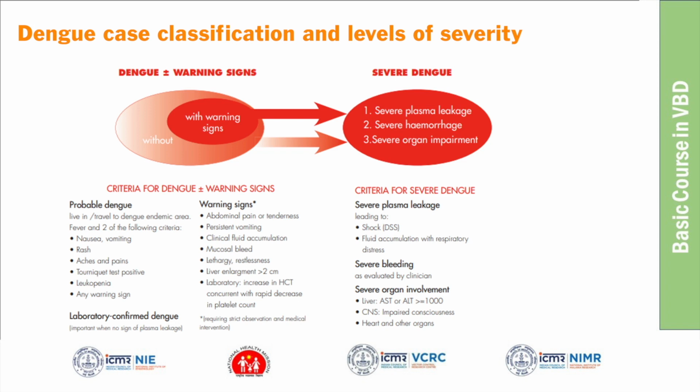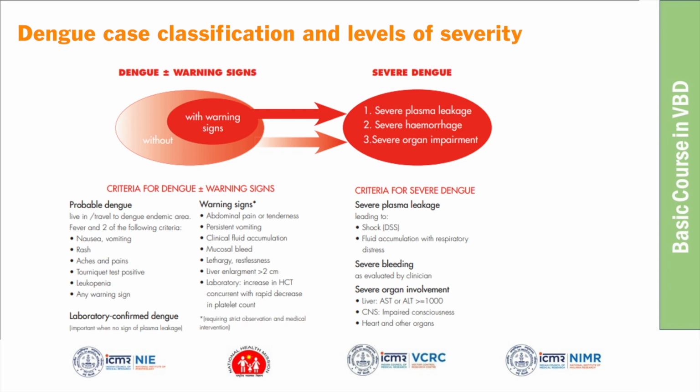And there are WHO definitions, as you can see below, for probable dengue and laboratory confirmed dengue. For probable dengue, the definition is living in or travel to a dengue endemic area, and fever with any two of the following symptoms. And for laboratory confirmed dengue, WHO has defined doing an IgM or NS1 or PCR, that is considered as laboratory confirmed dengue.